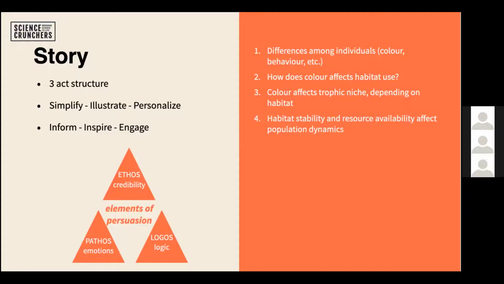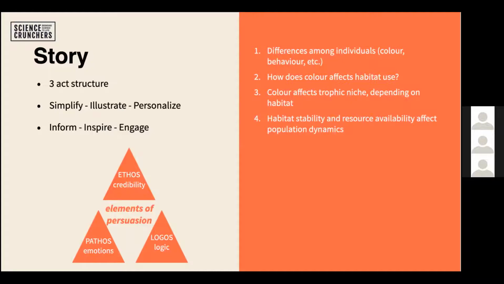So I could simply say that there are differences among individuals. There are color differences, there are behavior differences, and this happens in shrimps, in dogs, in humans, everywhere. And the question that we addressed here: how does color affect the way that these animals use their habitat? We found that color affects trophic niche, so basically the resources that they are exploring for their nutrition, and this interacts with habitat. And lastly, what are the consequences of these findings? We now know that habitat stability and the availability of resources are going to affect population dynamics.